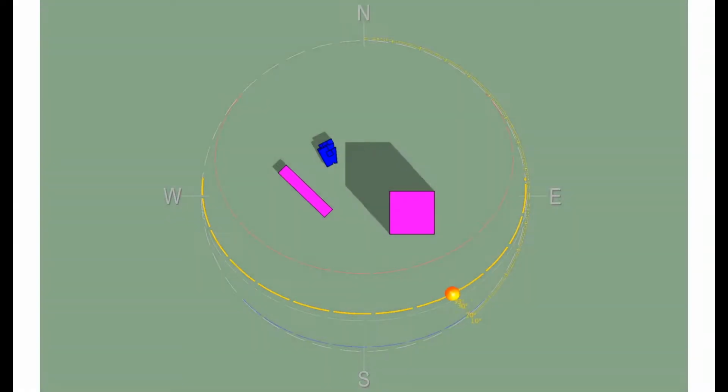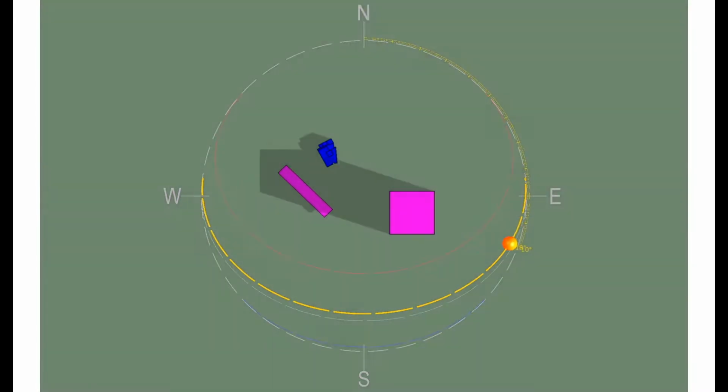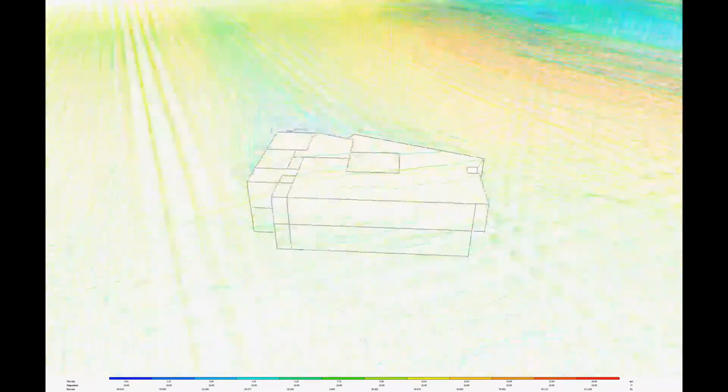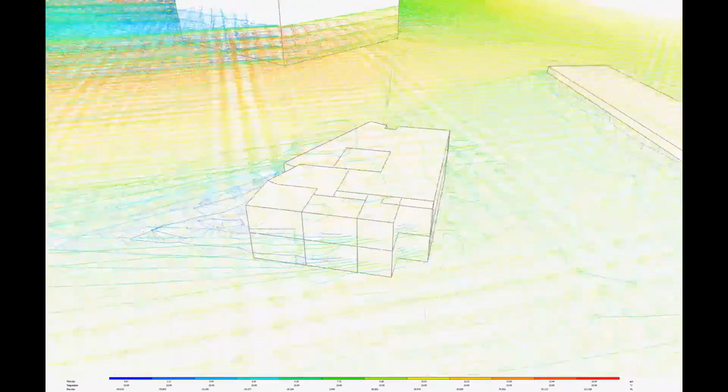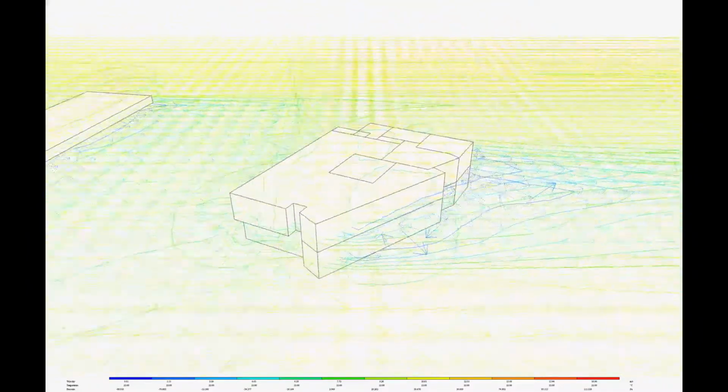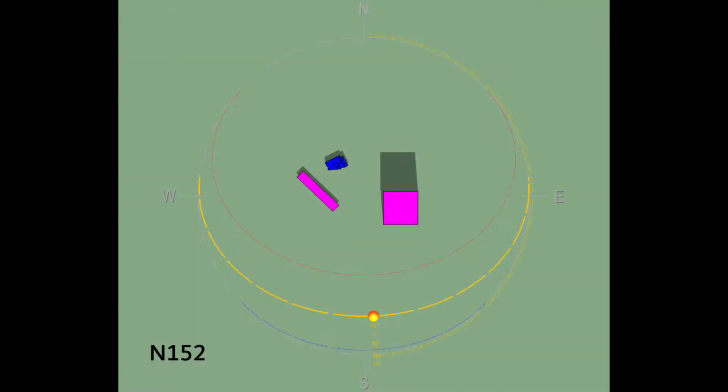Suncast analysis is used to perform shading and solar insulation studies. External computational fluid dynamic analysis shows the effect on the building caused by the dominant wind, showing wind speed, direction, and overall pressure. 52 degrees from north.